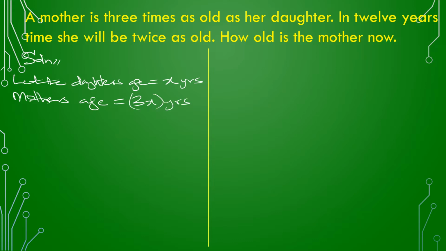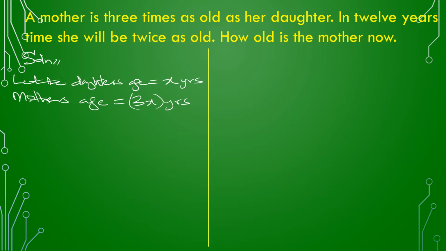Okay, now the point 2 says the chosen letter must represent a number. So this letter X that we have chosen is representing a number, which is the age of the daughter and the mother. Now the third point says we should change each statement in the question to a statement containing the letter you have chosen. So any change we are going to make from the statement in this question must contain X. Now it says in 12 years time she should be twice as old.